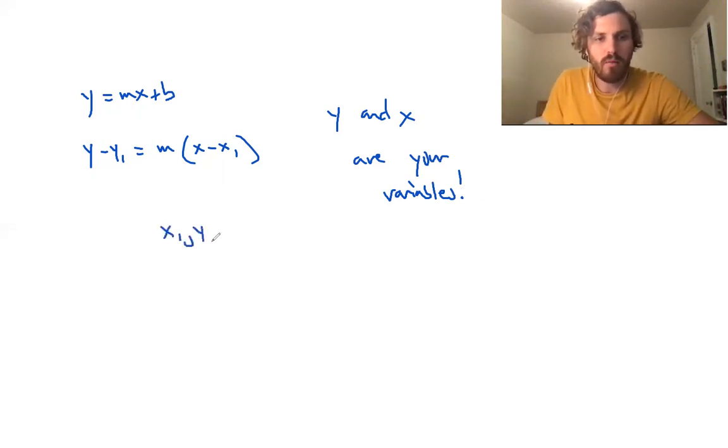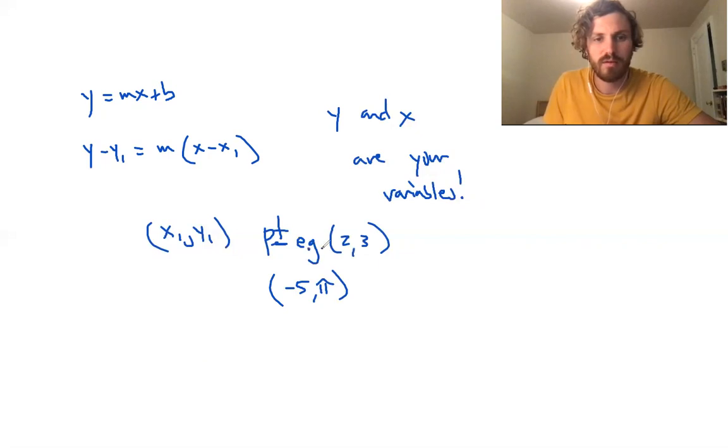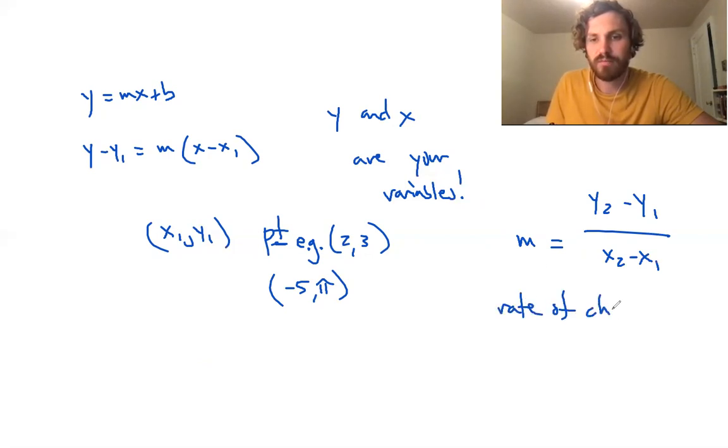x1, y1 is just a point. That is a specific point, like 2, 3, or -5, pi. These are specific points. Okay, and m, of course, is equal to y2 minus y1 over x2 minus x1, which is the rate of change or the slope of the line.